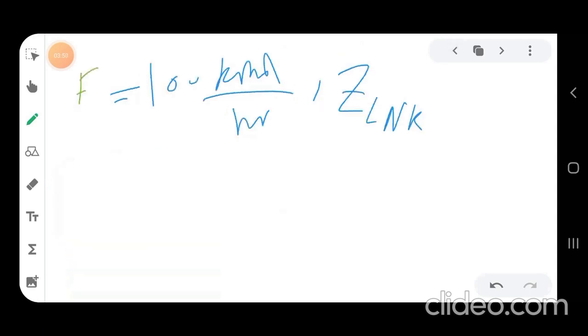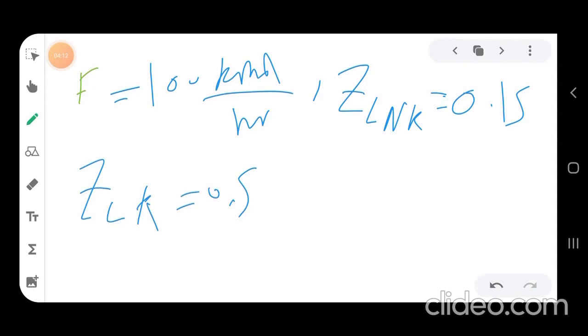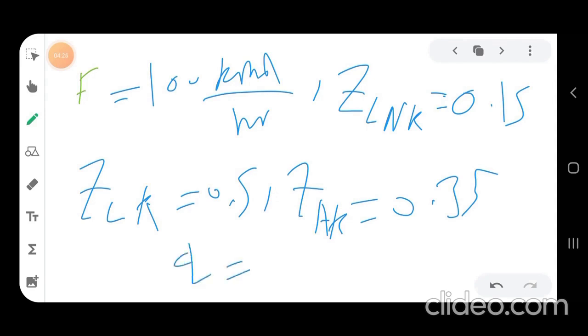And the composition, the z value, in the feed is given as such. In the problem it is given that for the light non-key in the feed, when I say z, I am referring to the composition in the feed, it is 0.15, and z_LK for the light key is 0.5, which is 50%, and lastly z of the heavy key is 0.35, and of course the summation of all the compositions should be 100%. And also he said it is a saturated liquid, that's why q is equal to 1.